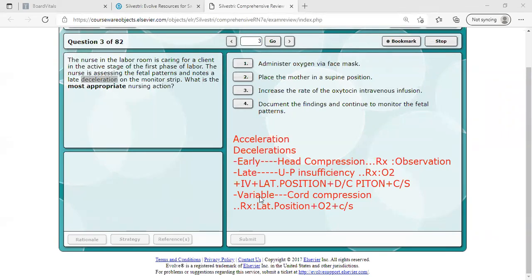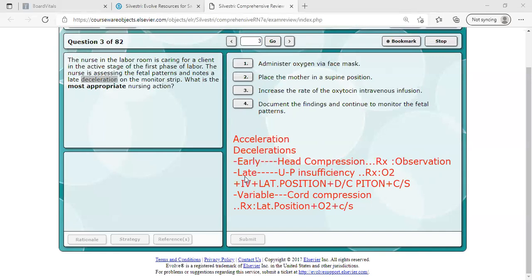If the baby has an early deceleration, when you count the fetal heart rate, it reduces with the contraction. What is the reason for early deceleration? Head compression. If the baby has it, what is the treatment? Treatment is observation. You just observe your patient.